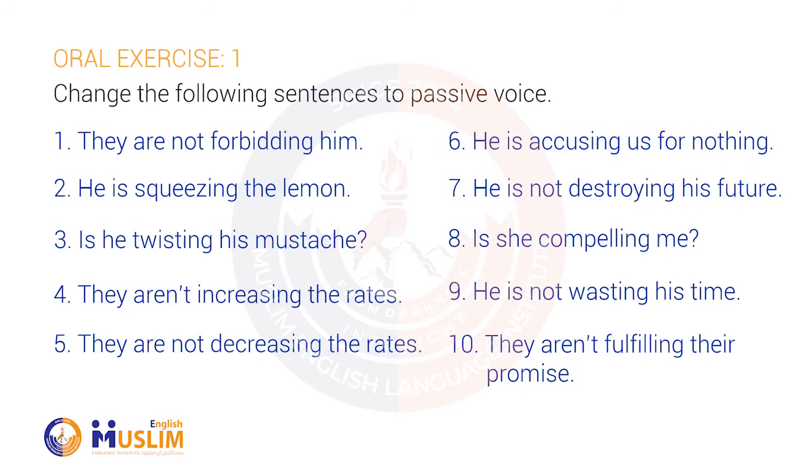Number 6. He is accusing us for nothing. We are being accused for nothing by him. Number 7. He is not destroying his future. His future is not being destroyed by him. Number 8. Is she compelling me? Am I being compelled by her? Number 9. He's not wasting his time. His time is not being wasted by him. And the last one, they aren't fulfilling their promise. Their promise isn't being fulfilled by them.